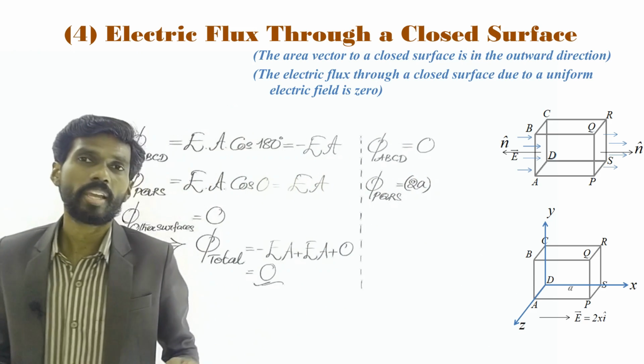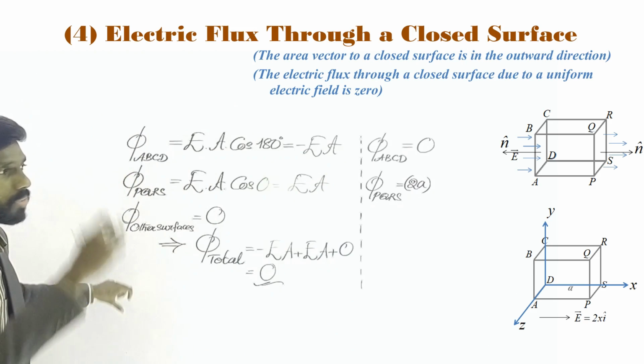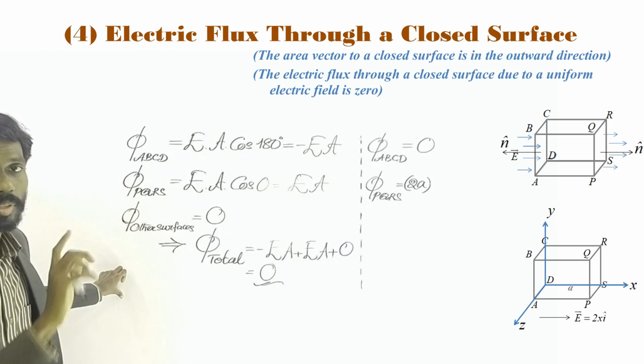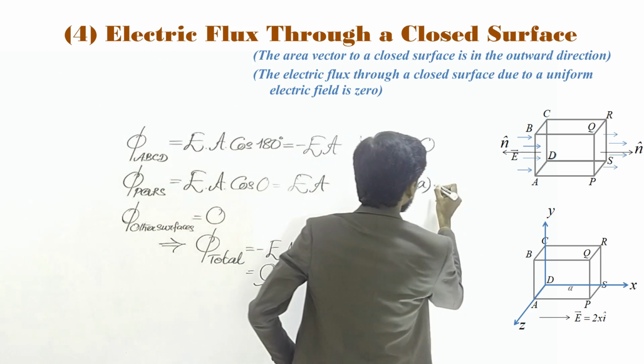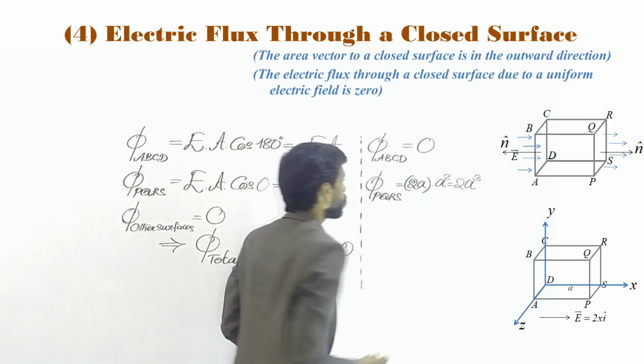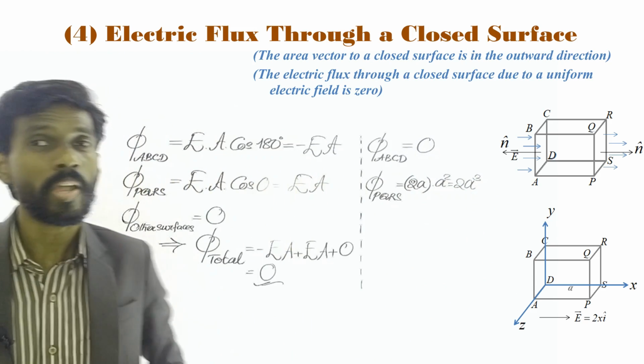multiplied by the area. But what is the area of the surface? See, the edge length is A, that means A square. A square is the area of the square, so 2A multiplied by A square, that means 2A cube. So that's all. This is the flux through the surface PQRS.